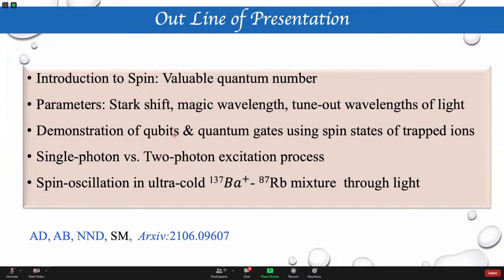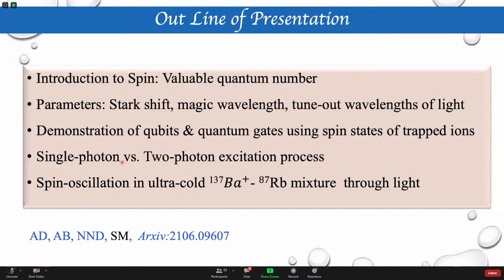Then I'll talk about the phenomena we will discuss in the initial phase, that is for the single-photon transition phase. If you have a two-photon transition or two-photon excitation process available, or if you can apply it, what would happen? And there we'll find a new phenomenon.